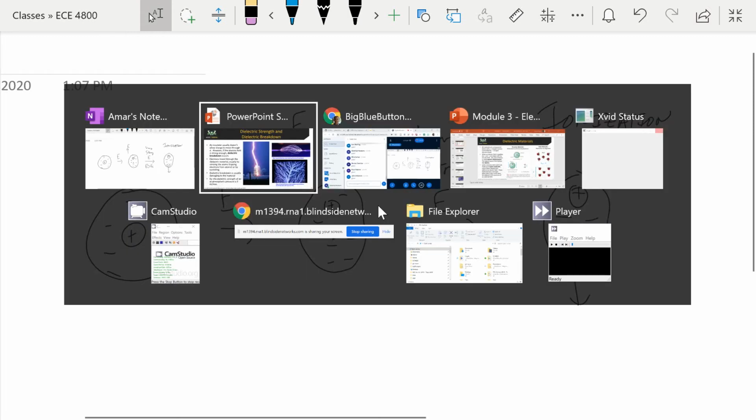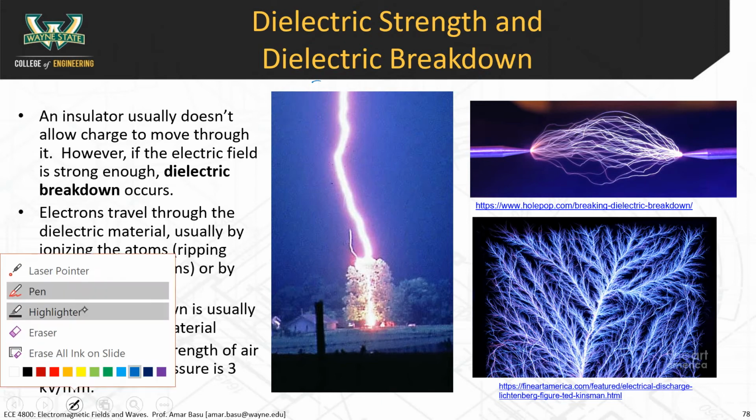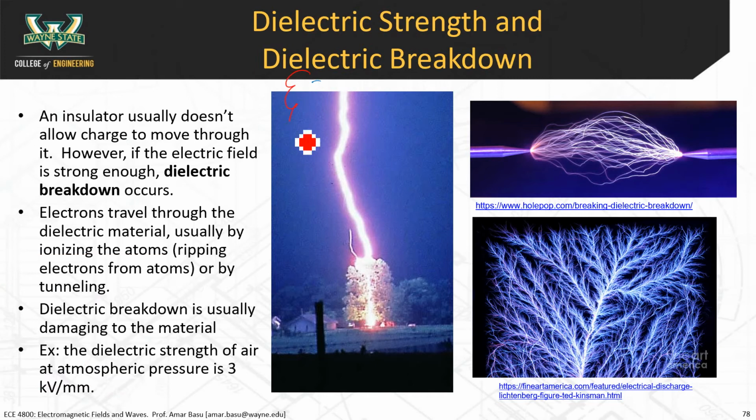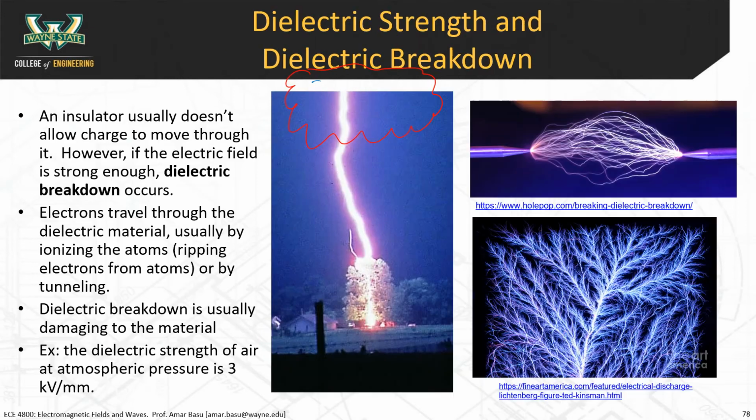Plasmas, you may have heard about, are important in the solar system when you're looking at the effects of the sun and things like that. These are some examples of dielectric breakdown. In a lightning storm, you have a cloud. Actually, there's an example of that on the next slide. I'll get to that in a second. So lightning is one example.